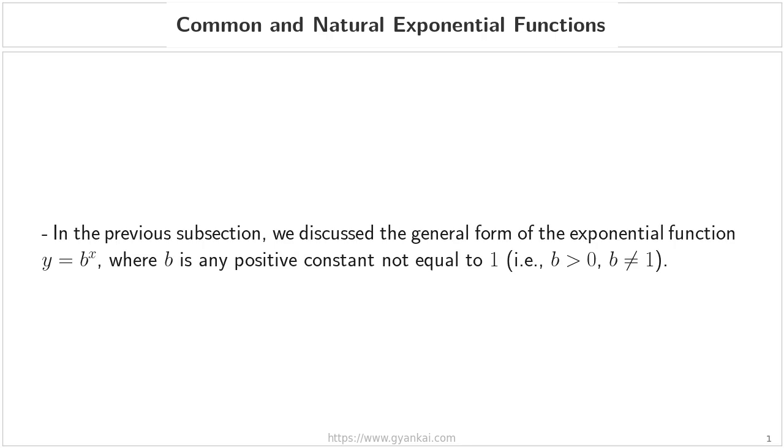To start, let's quickly recap what we have already covered. In the previous subsection, we discussed the general form of the exponential function, which is written as y equals b to the power of x. In this general form, b represents any positive constant, provided that it is not equal to 1. In other words, for the function to be valid, b must be greater than 0 and not equal to 1.